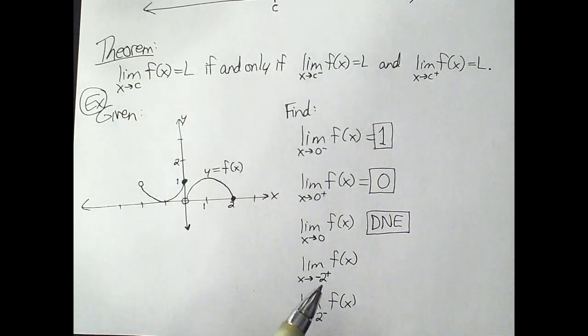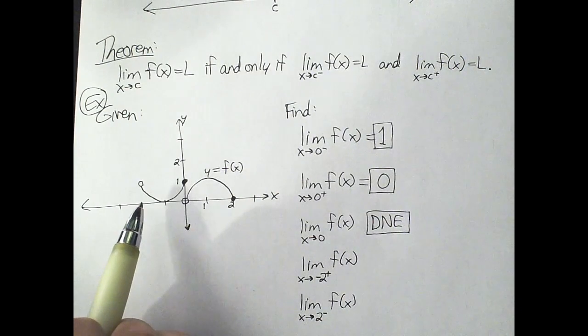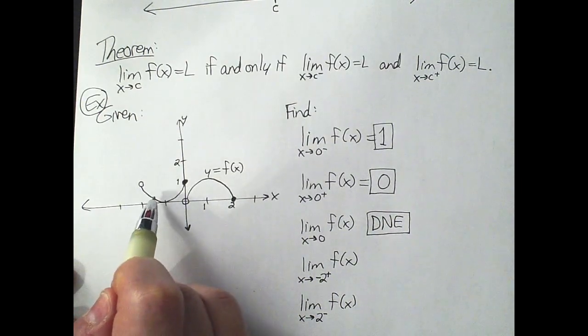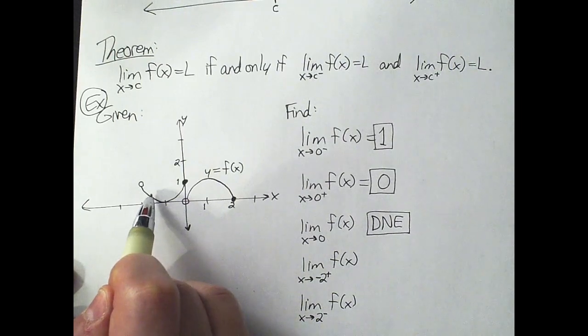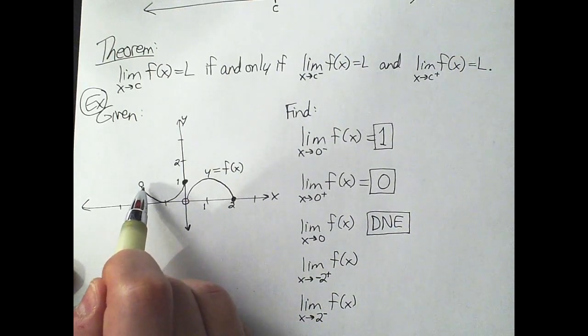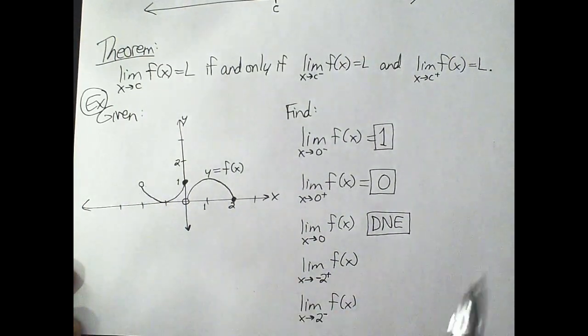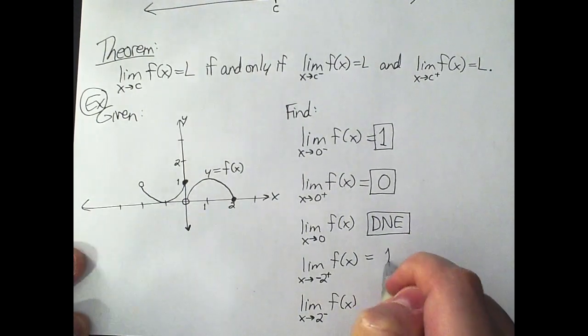Fourth problem, limit of f of x as x approaches -2 from the right. I wanted to give you one that had a negative number, but also a little plus sign next to it. -2 is over here. We're approaching it from the right, so we are on this curve. We're going to approach from the right, so we're going to the left. We're going up this hill towards this open circle. We never actually touch that open circle, but we get closer and closer to it, approaching a height of 1.